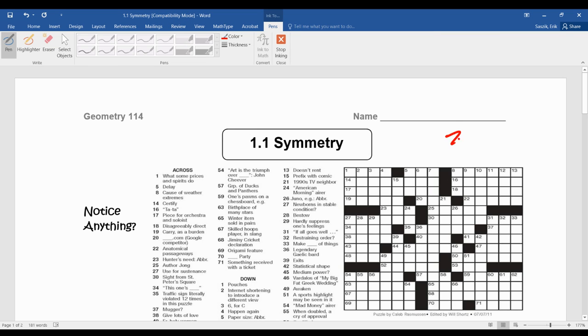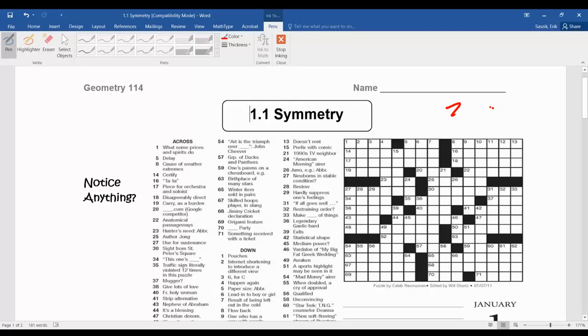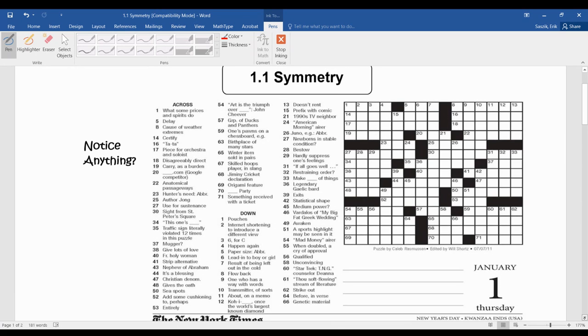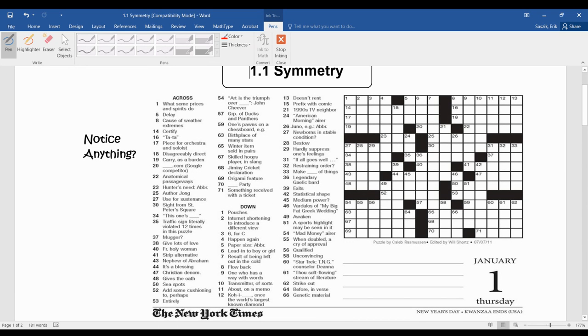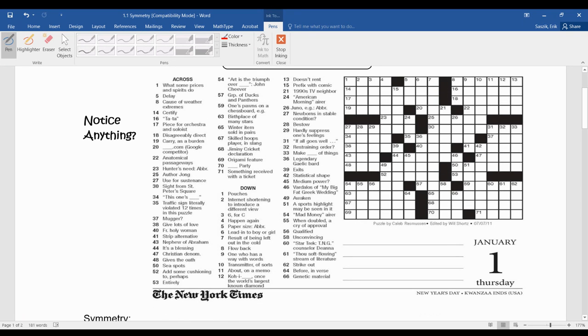All right, kids, we're going to get into some very introductory geometry here. I'm going to go kind of quickly, talking about, well, the title of the sheet might give this away. If you notice this crossword here from the New York Times is symmetrical. In other words, if you spun it 180 degrees, turn it upside down, you would have the same exact picture.